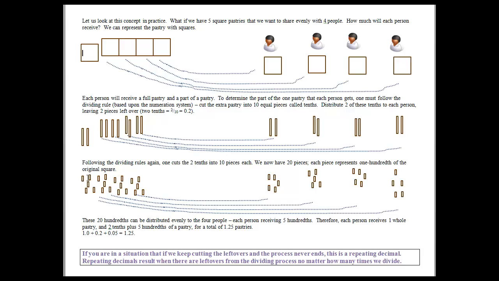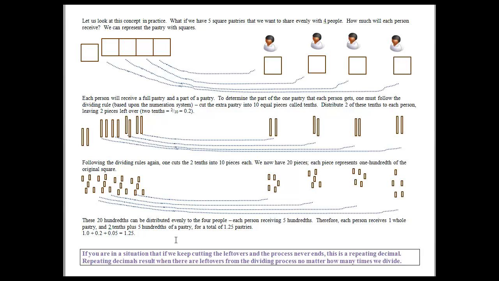So we can take these 20 1/100ths and we can distribute these evenly to 4 people, because there's 20 pieces here. There's 4 people. Each is going to get 5/100ths. So 5 of these little squares is going to go to each person, and there aren't going to be any more leftovers. There isn't going to be any more leftovers after we distribute these 20 pieces to the 4 people.